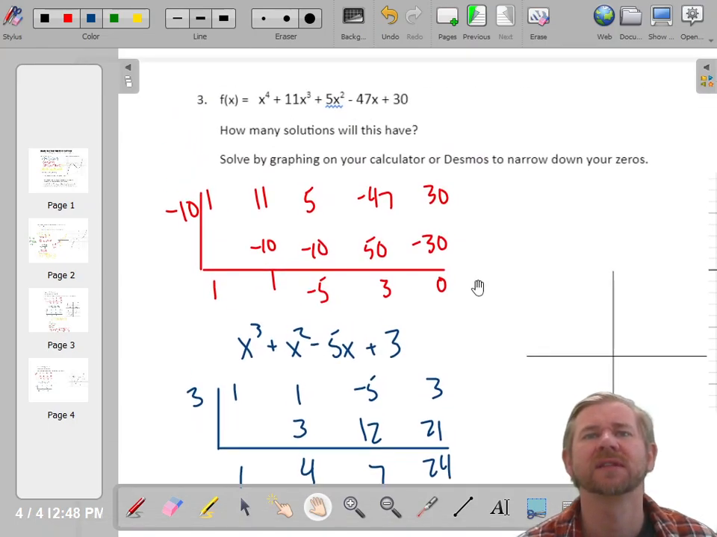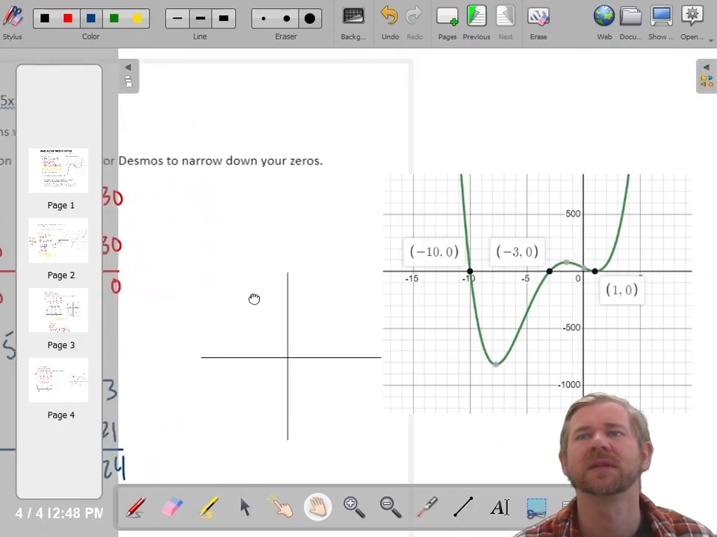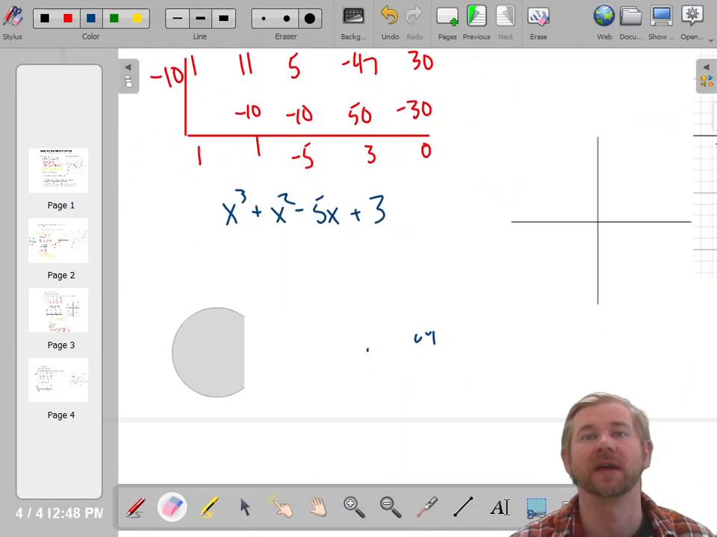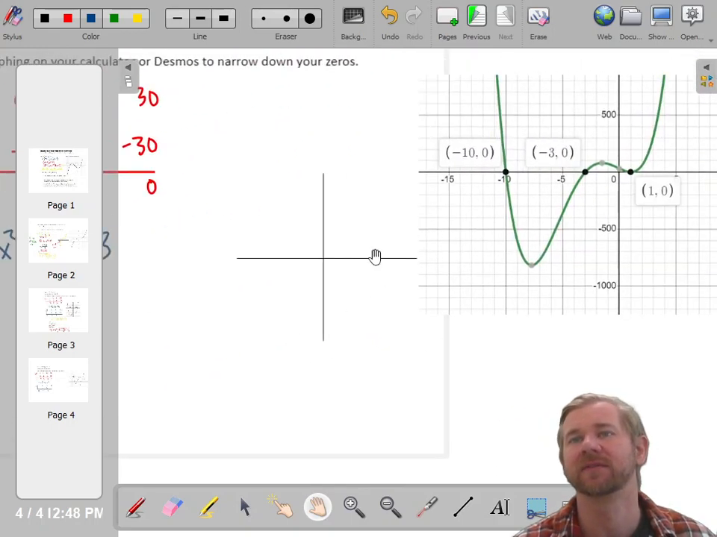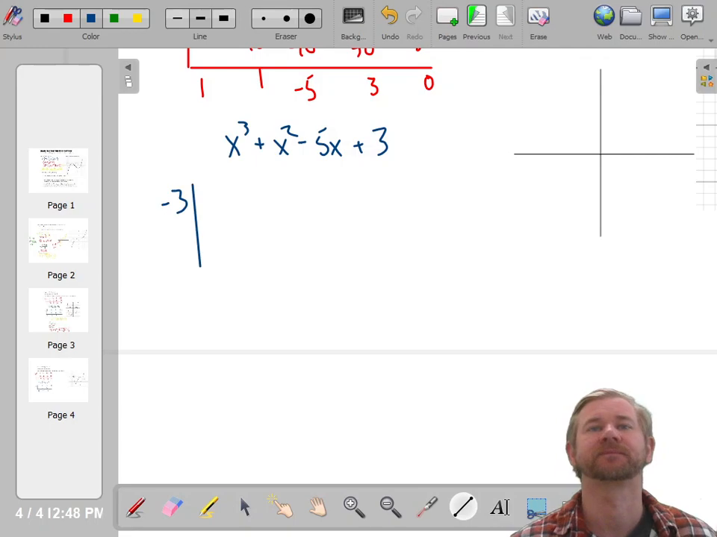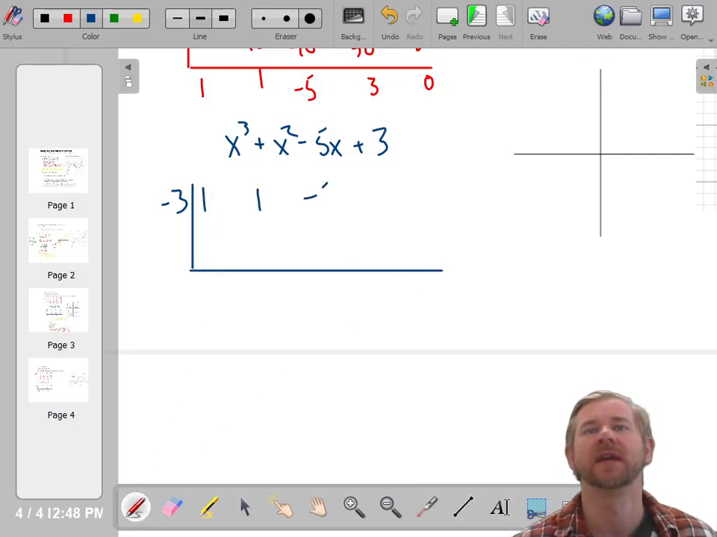X cubed plus x squared minus 5x plus 3. Oh, it's -3. Duh. I got to plug in -3. Okay, look at the graph. It's -3 we're plugging in. All right. Try again. So when I plug this in, 1, 1, negative 5. Oh, that's why, because this was positive. I got distracted. 1, negative 3, negative 2. Positive 6, positive 1. Negative 3, good, 0.